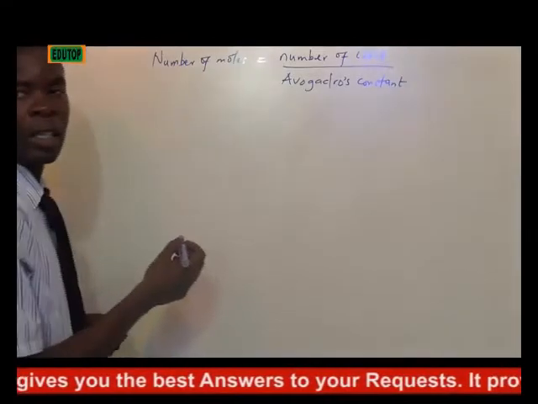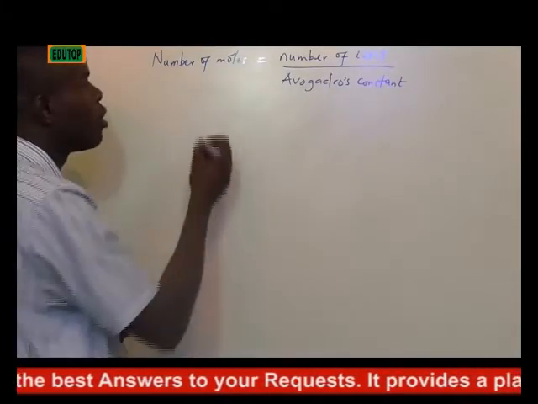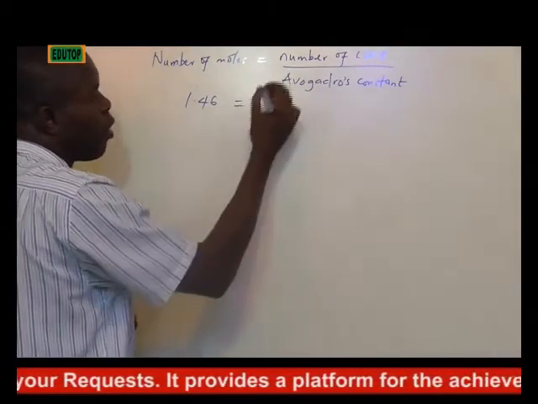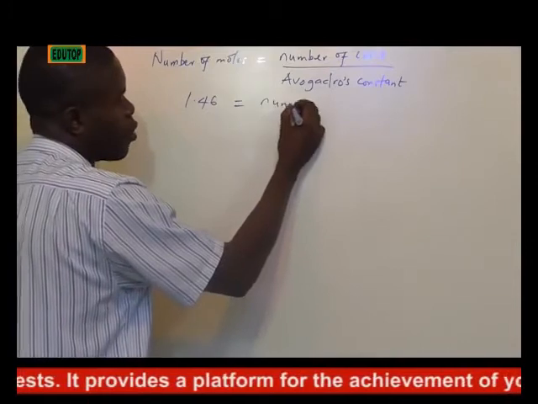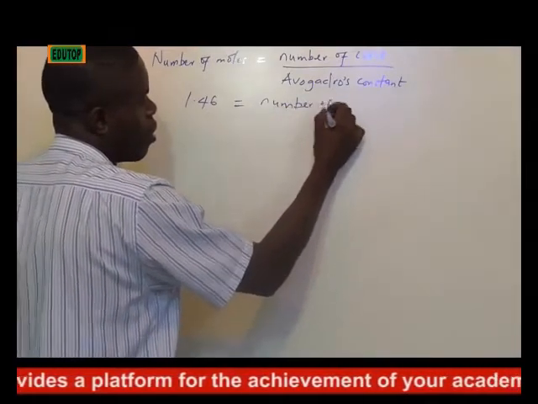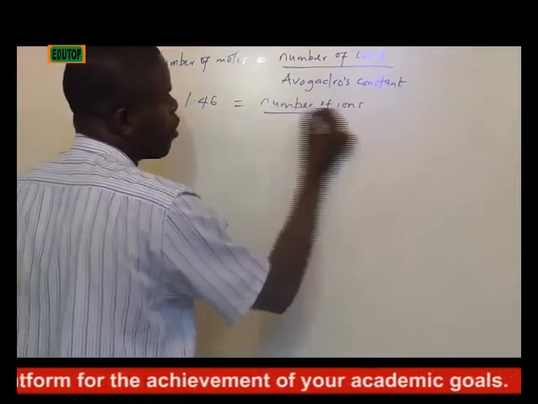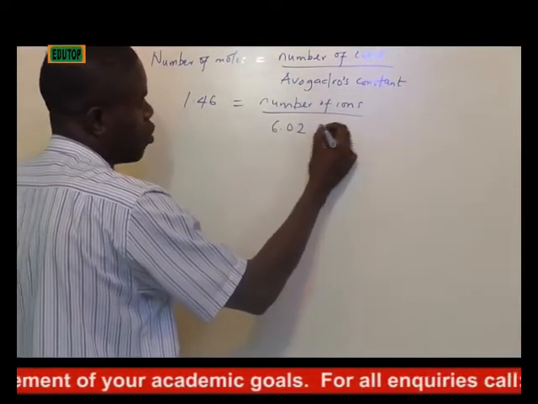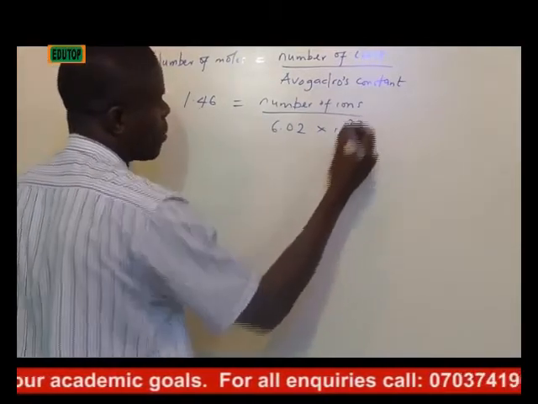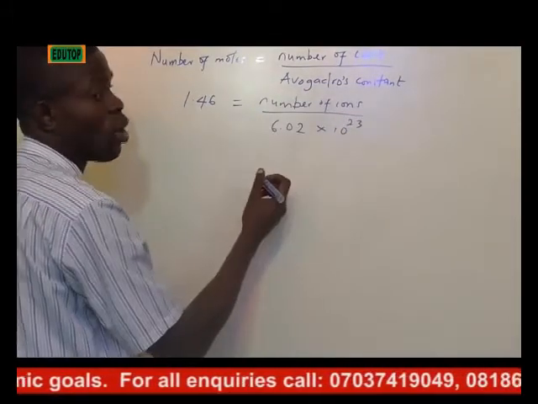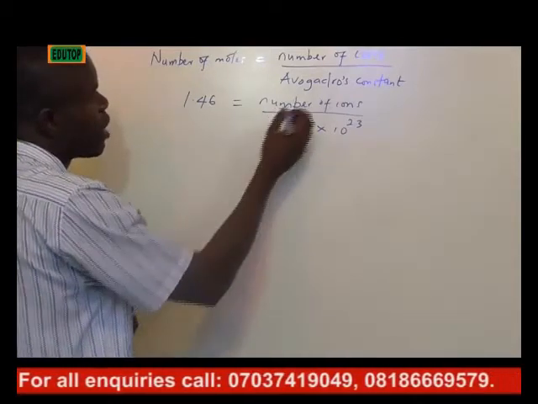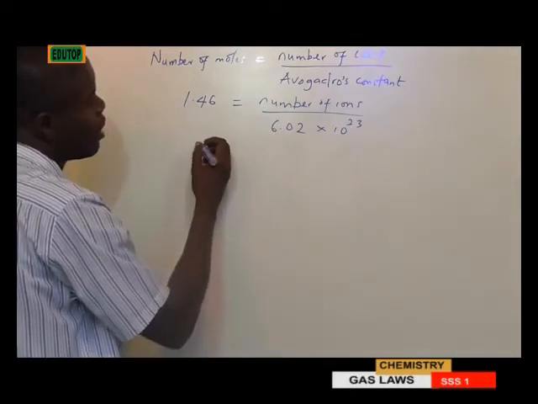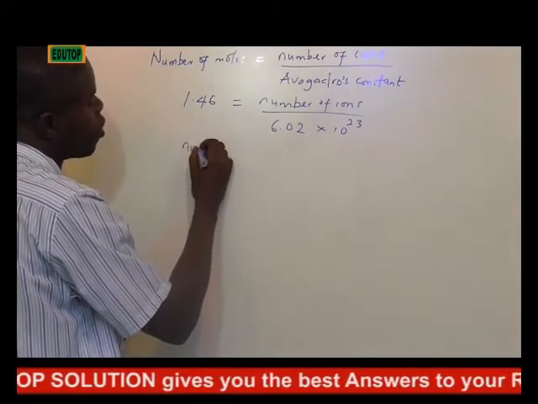From the question, it is given that the number of moles is 1.46. Number of ions is what we are asked to look for. And Avogadro's constant is given as 6.02 times 10 raised to power 23. To get this number of ions, you make number of ions the subject of the formula by cross multiplying these two entities. Then you have number of moles.